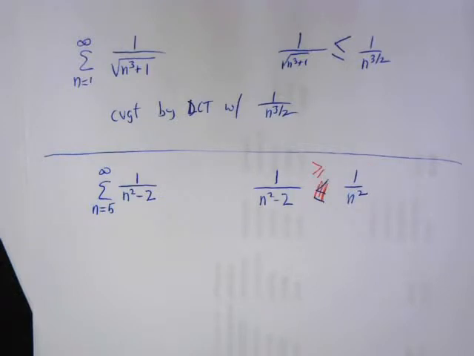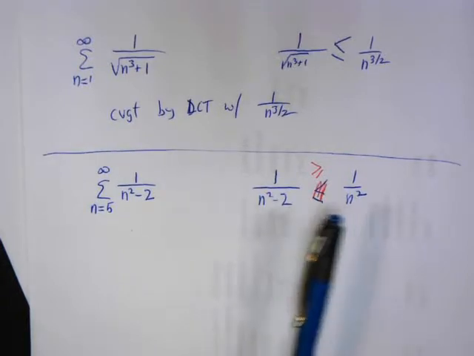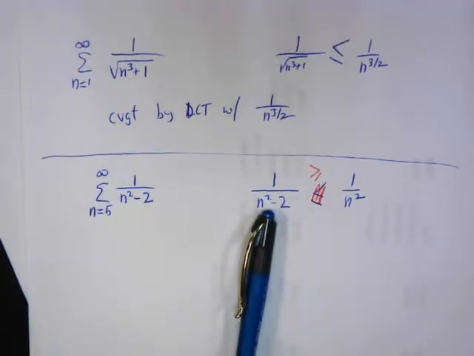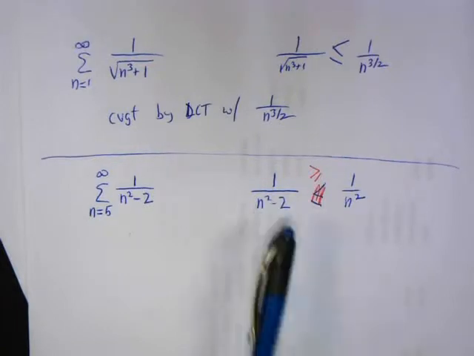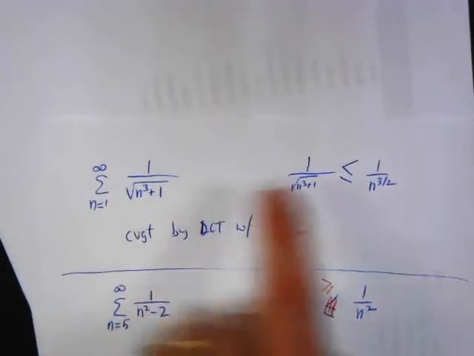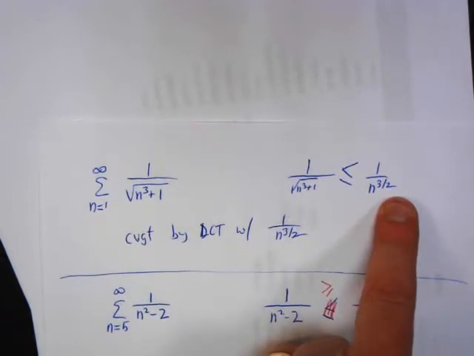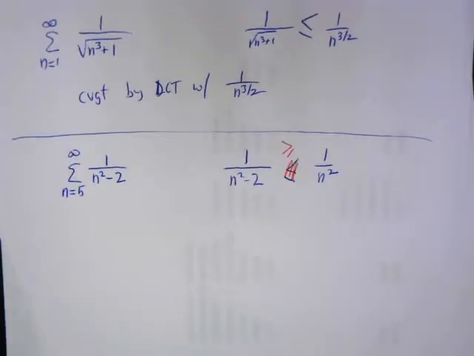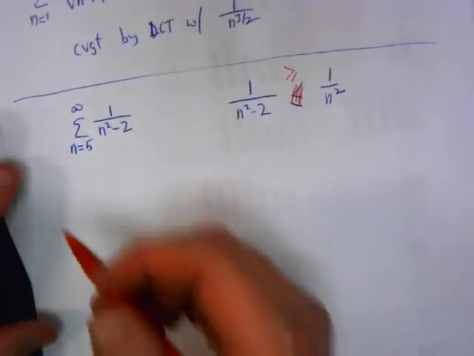And then the direct comparison test doesn't work. I know this one converges, but that one's bigger. That doesn't do me any good. It doesn't do me any good to know that it's bigger than a convergent series. I need it to be smaller than a convergent series. So unfortunately, the direct comparison test only works in very special cases. It works pretty much where you have something plus 1, and that makes it smaller and makes the convergence work. It does not work for this problem. The good news is we can fix that with what's called the limit comparison test.